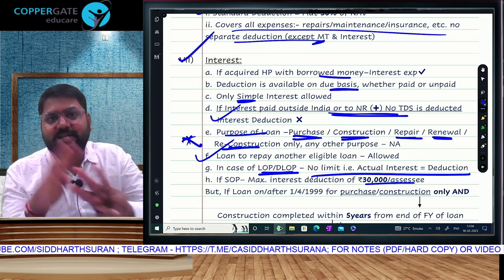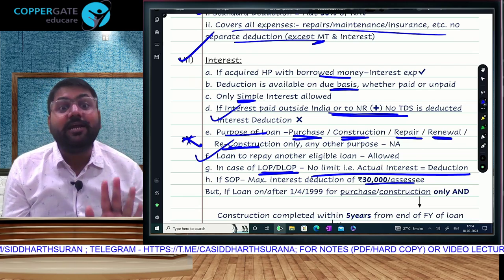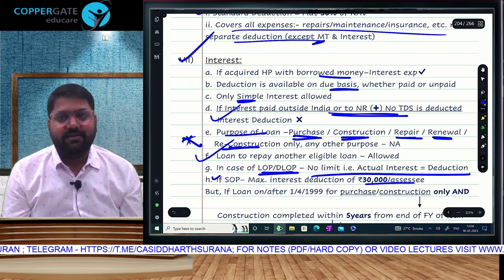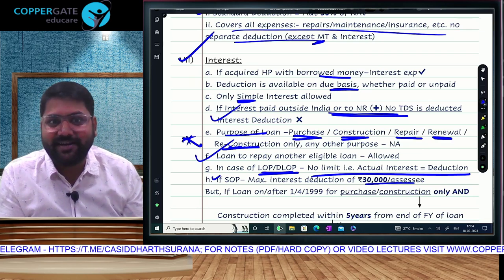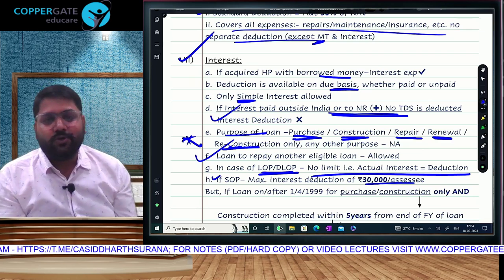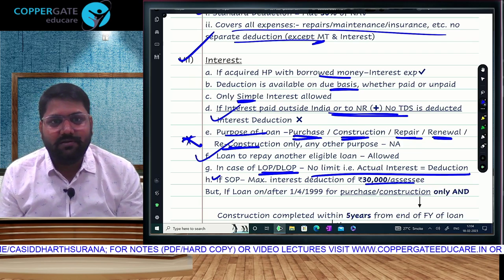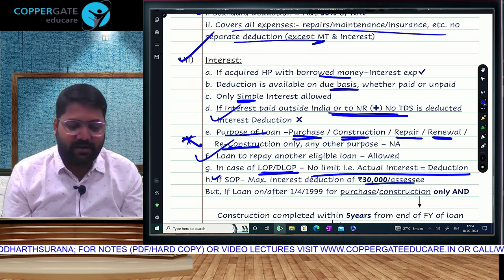However, there are three conditions which, if you fulfill, the limit will become 2 lakh. Not deduction, limit. If your actual interest is 80, normally you get a deduction of 30. But if the conditions are fulfilled, you get 80, because the limit is changing. So it is actual or 30, whichever is lower; actual or 2 lakh, whichever is lower. Correct? But when will your limit become 2 lakh?